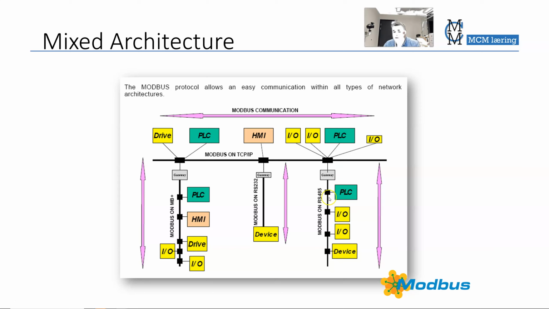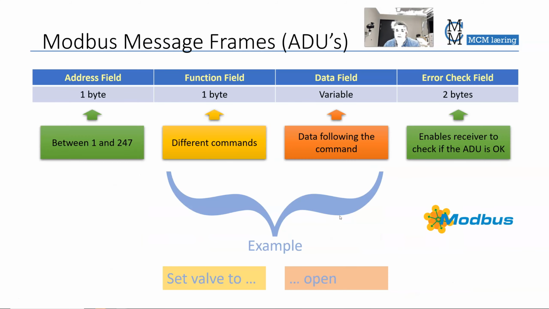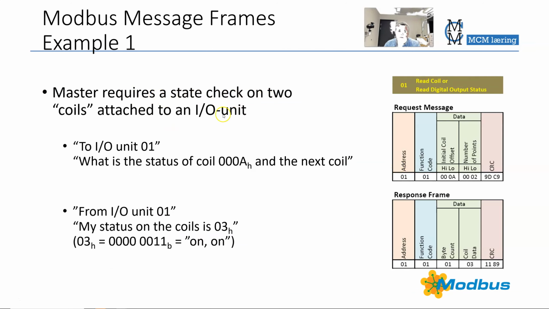The PLC in our case wants to generate a message to an I/O unit, and the message is: the I/O unit, check 2 coils and see what they are. So the address, this is from the PLC, address 01, this is for the I/O unit 01. The function code is 01, and 01 function code is, if you look in a table, check the status of coils. Which coil? Well, it's number 000A, and how many? 2 coils. So it's 000A and 000B. And then you have the error check code, which is generated by the result from all the others here.